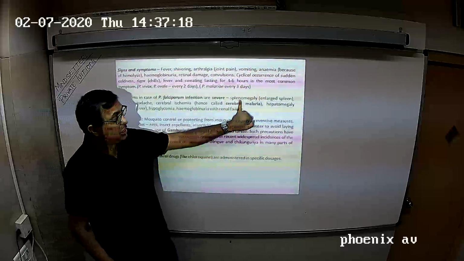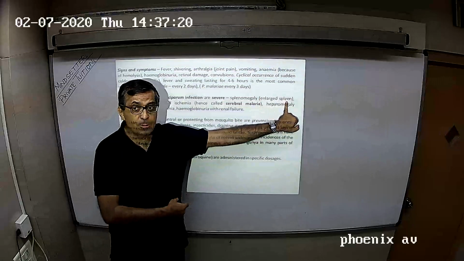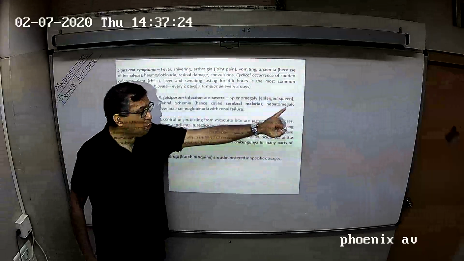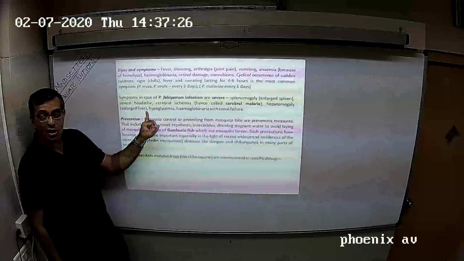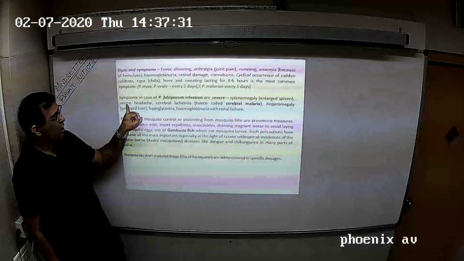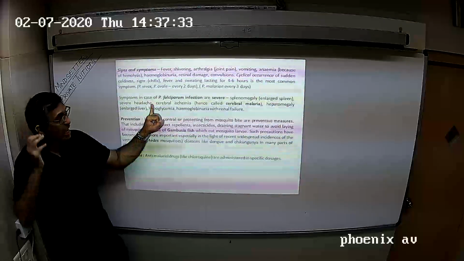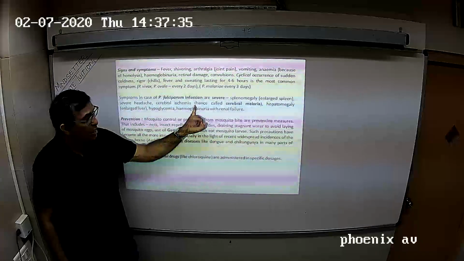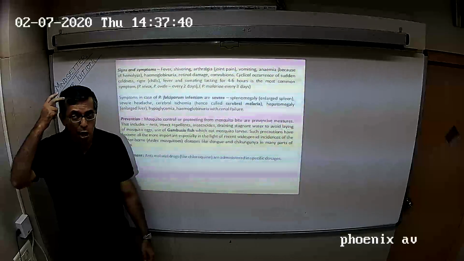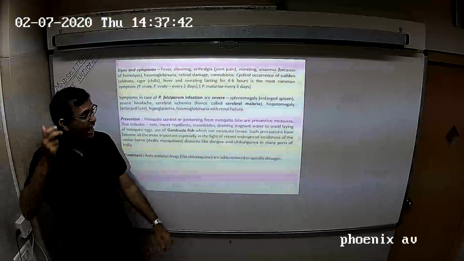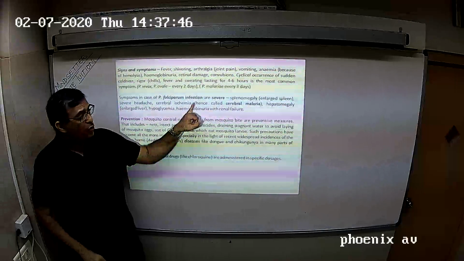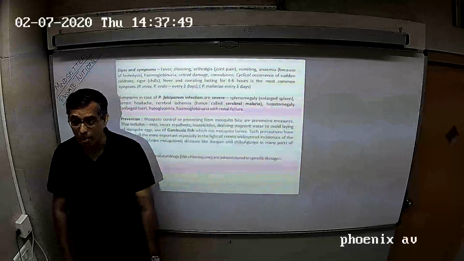It causes splenomegaly, the spleen becomes enlarged. It causes hepatomegaly, enlarged liver, spleen and liver become enlarged. It causes severe headaches and cerebral ischemia called as cerebral malaria. आपके ब्रेन में ऑक्सीजन डेफिशिएंसी हो जाती है, which is called cerebral ischemia. Ischemia, oxygen deficiency to the brain, which is called cerebral malaria.